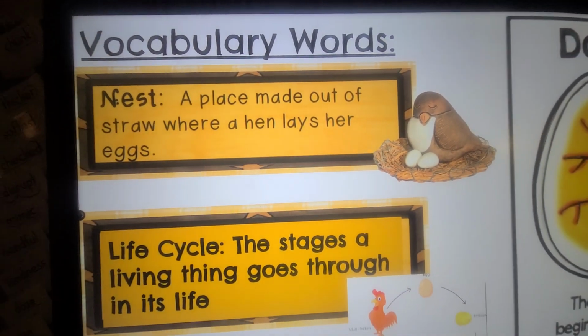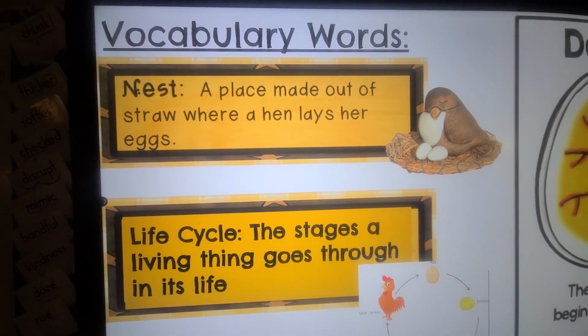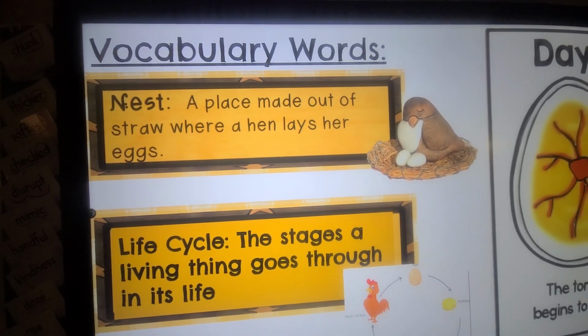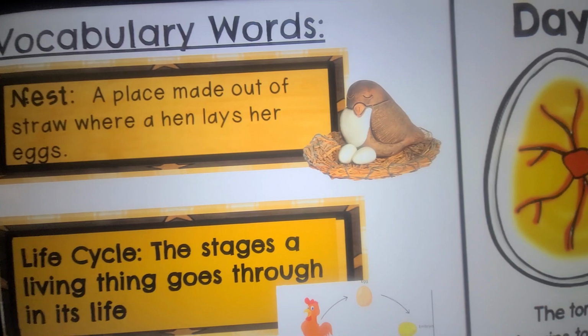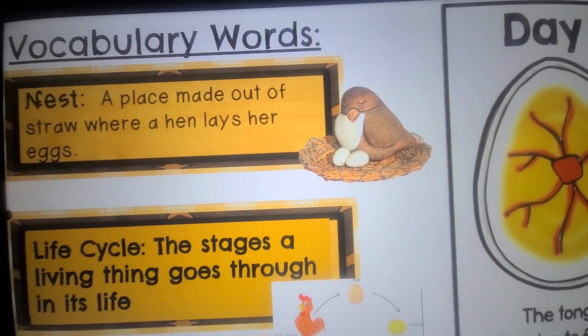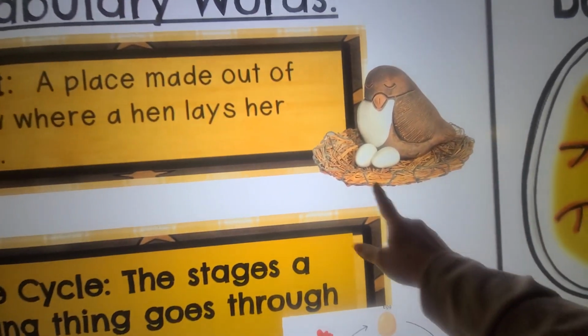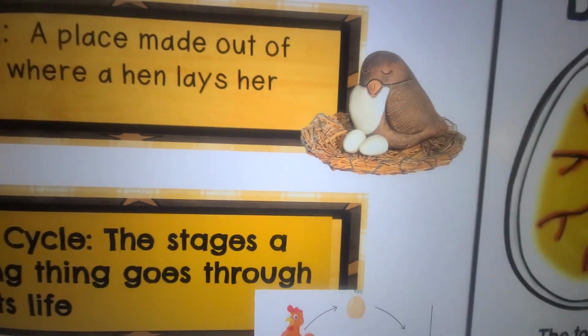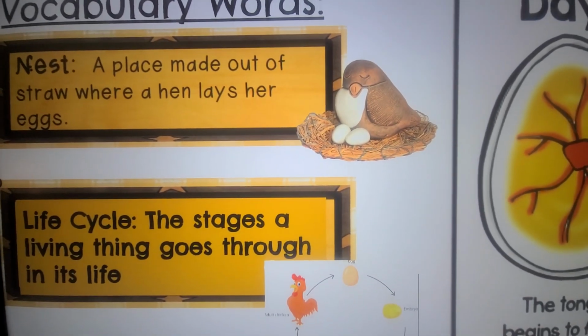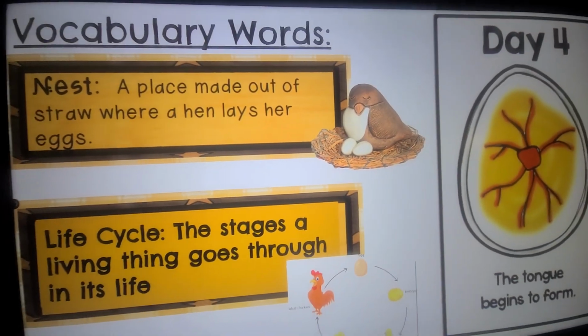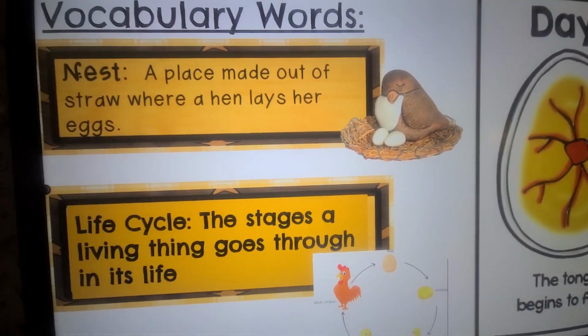Your vocabulary words for today are nest and life cycle. So a nest is a place made out of straw where a hen lays her eggs. In a chicken coop, depending on how many chickens, you usually have a few of these nesting boxes, they call them, and you can put most anything in there. They'll sit on top of most anything that's warm and safe to lay their eggs on.